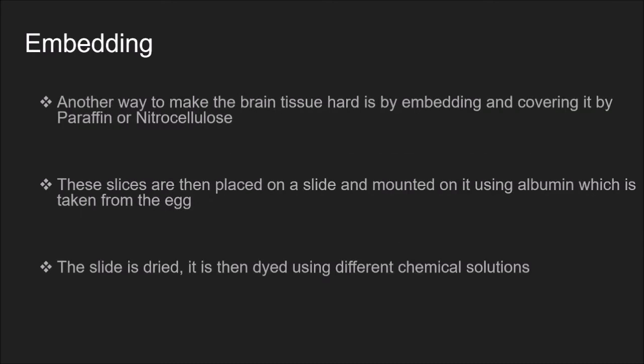Embedding. Another way to make the brain tissue hard is by embedding and covering it with paraffin and nitrocellulose. Once the tissue is hard, it is cut using a microtome. These slices are then placed on a slide and mounted on it using albumin, which is taken from the egg. The slide is dried. It is then dyed using different chemical solutions.